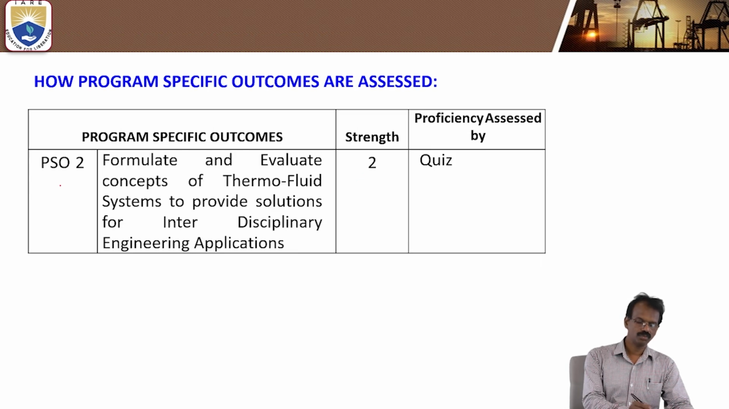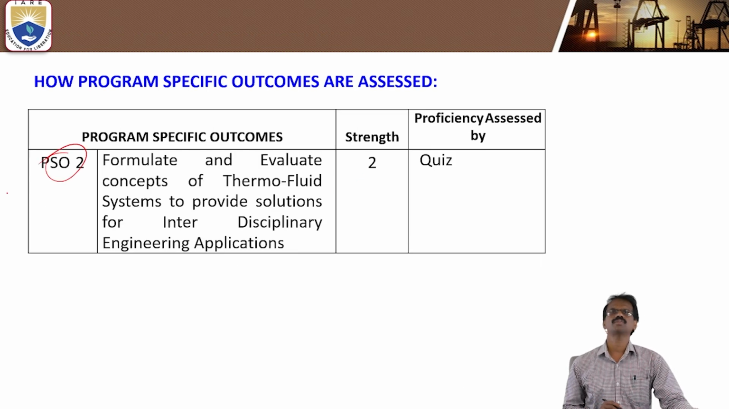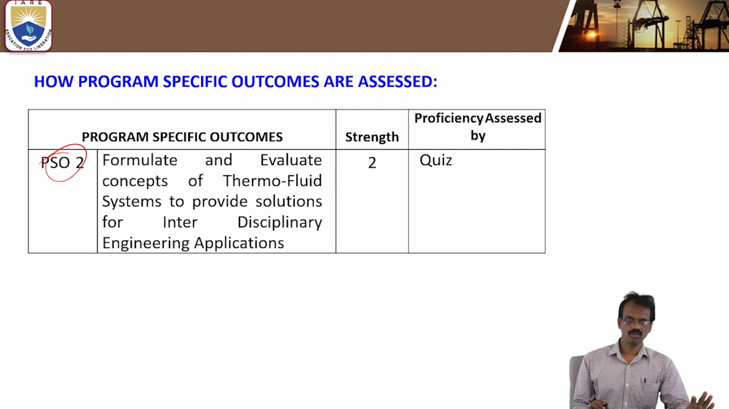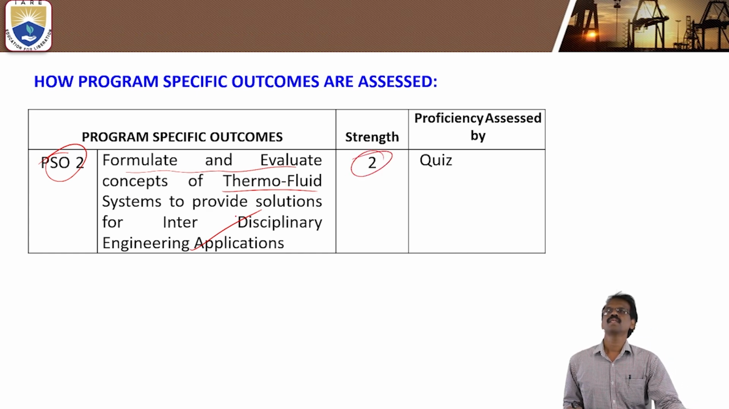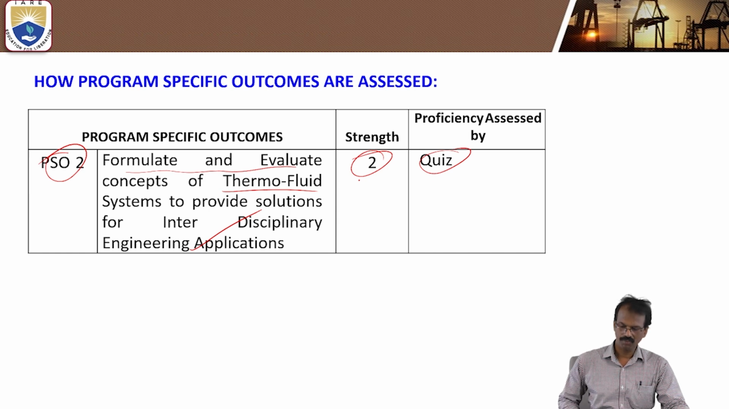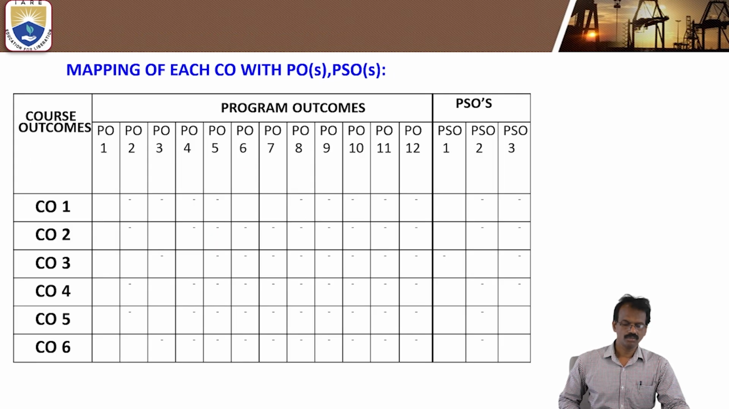Next, PSOs, program specific outcomes. Here, three outcomes are there. The second outcome is very relevant to this subject: formulate and evaluate the concept of thermofluid systems to provide solutions for interdisciplinary engineering applications. The strength has been given accordingly. Okay, the assessment will be performed based upon the quiz and other assessments.